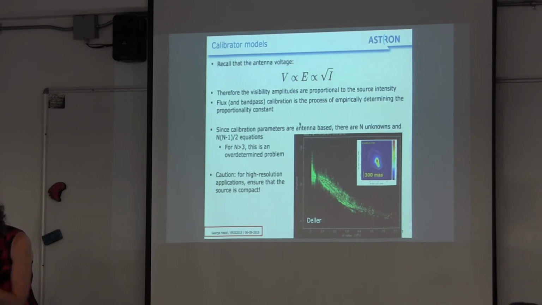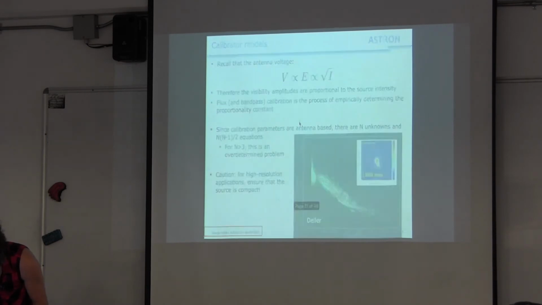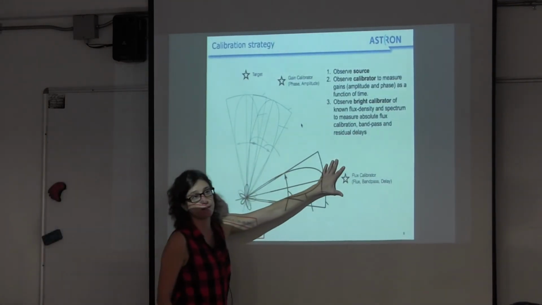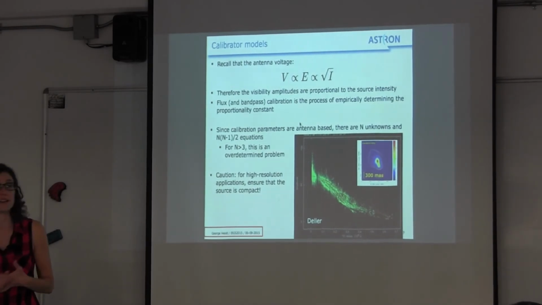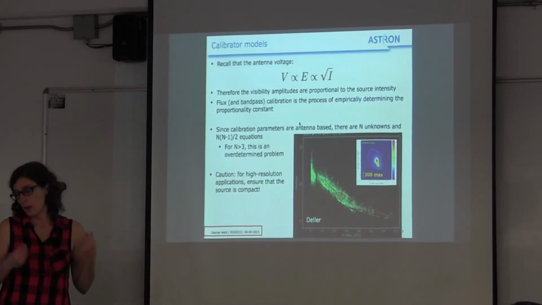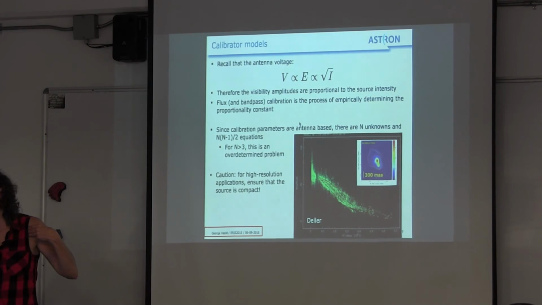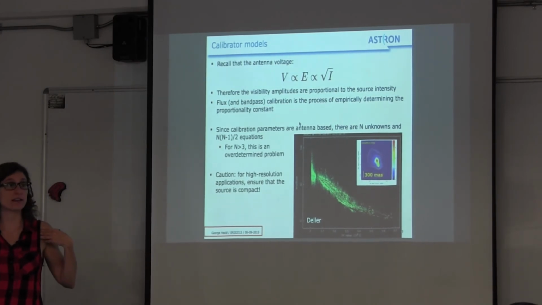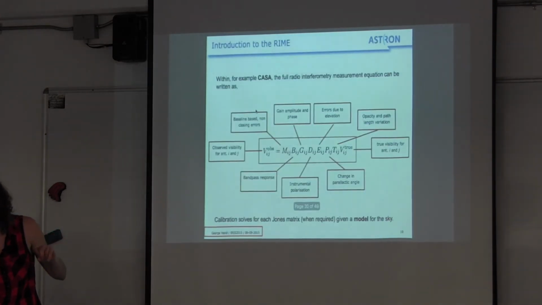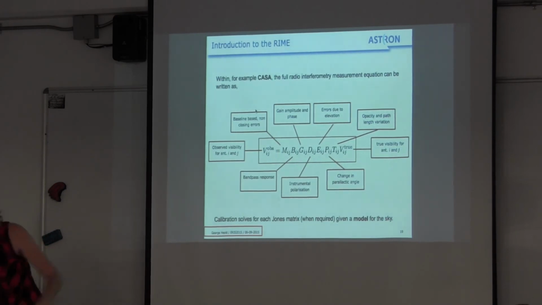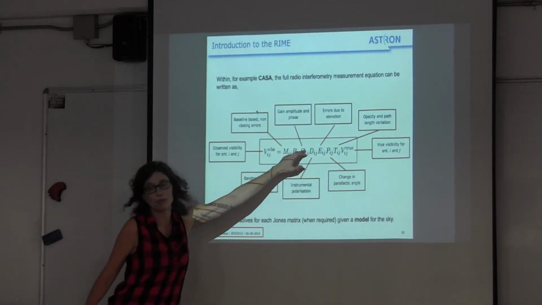Okay, this is just to show you this first part here, the flux calibrator. So you want to observe a strong source. And because you have many baselines, at the end you can find a solution of your measurement equation here, okay? Like the gains, the amplitude and phases.